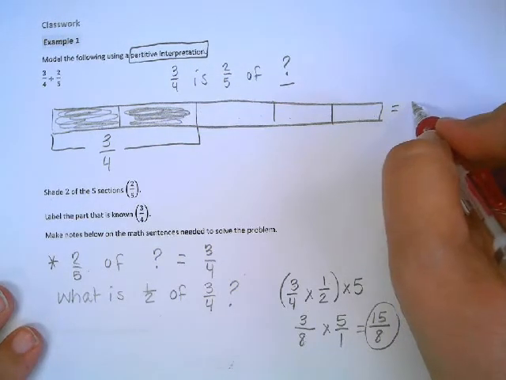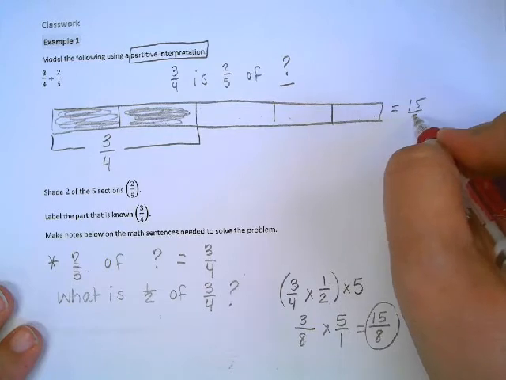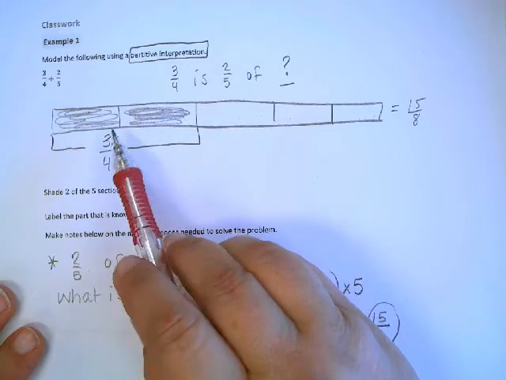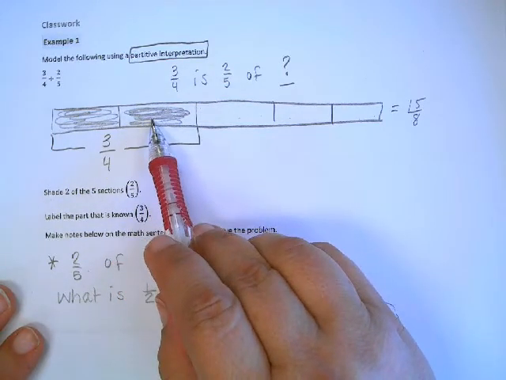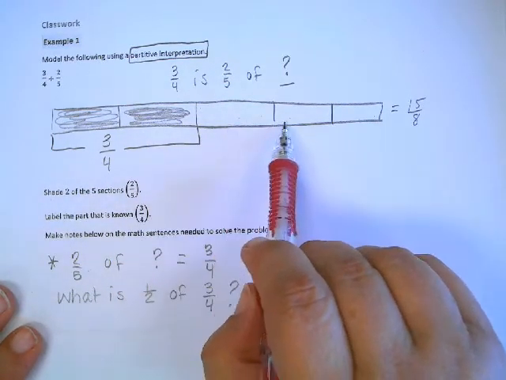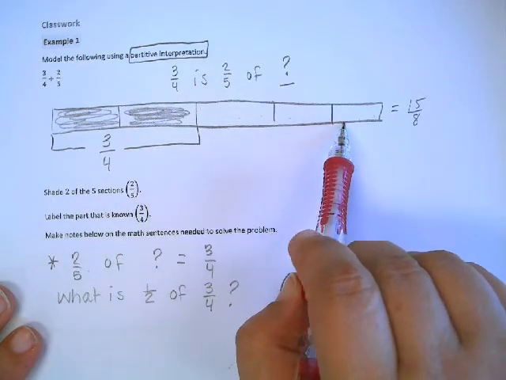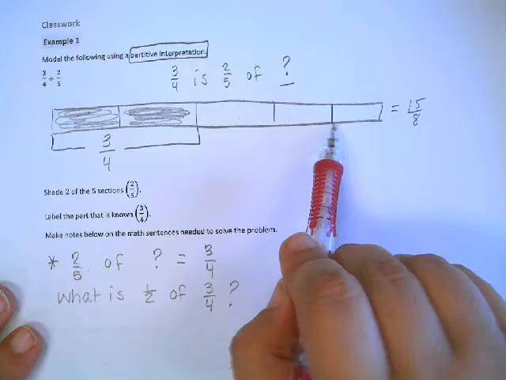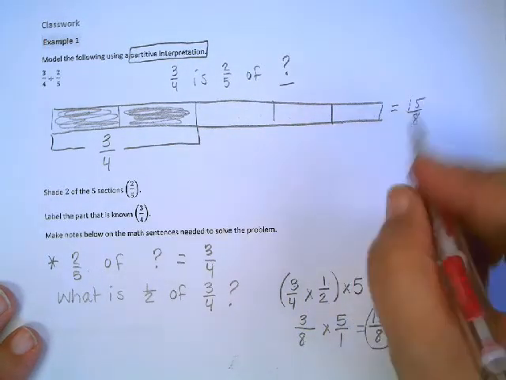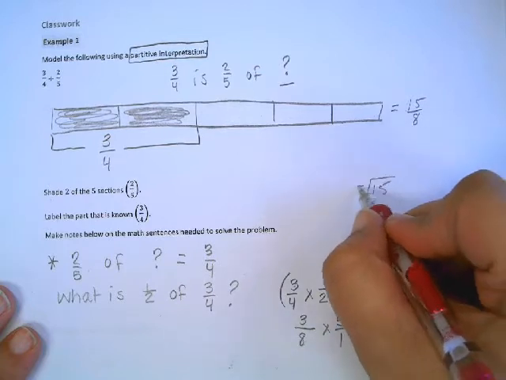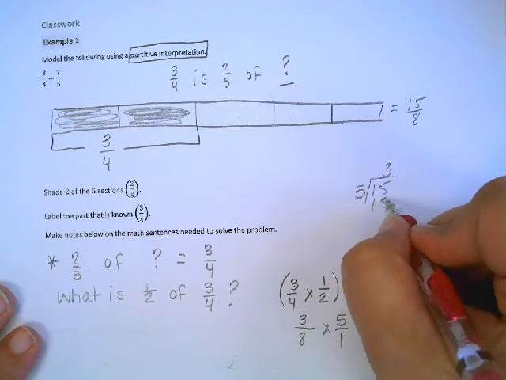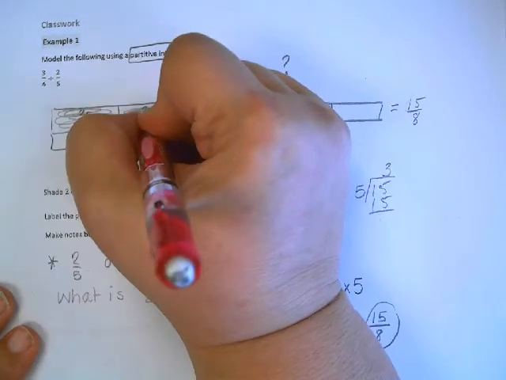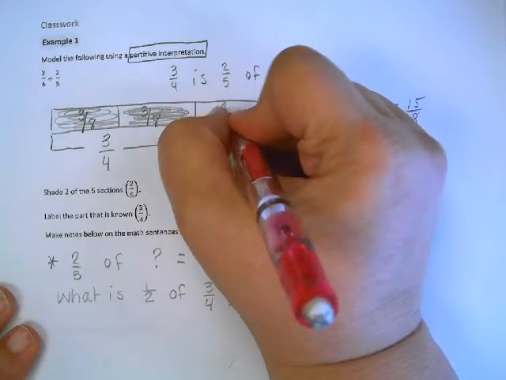So if each one of those boxes equals 15/8, then I got to figure out how much is each one of these smaller boxes? Since I have 5 boxes in total, I'm going to divide this 15 by 5. So 15 divided by 5 gives me 3. So then that tells me that each one of these boxes equals 3/8.